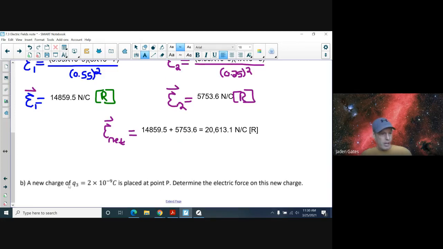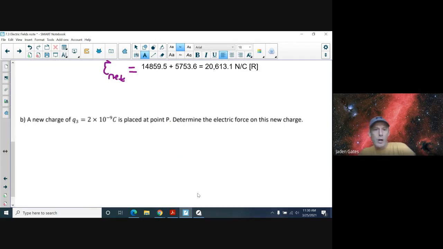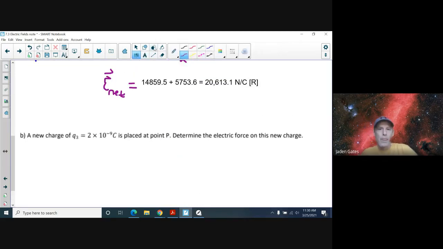Now, a new charge, Q3. We're actually going to put it at point P. Determine the electric force on this new charge. All right, so here's what we do know. We know the electric field strength at that point.